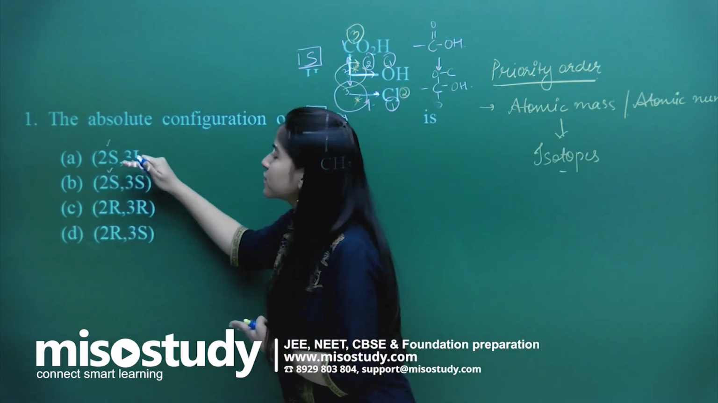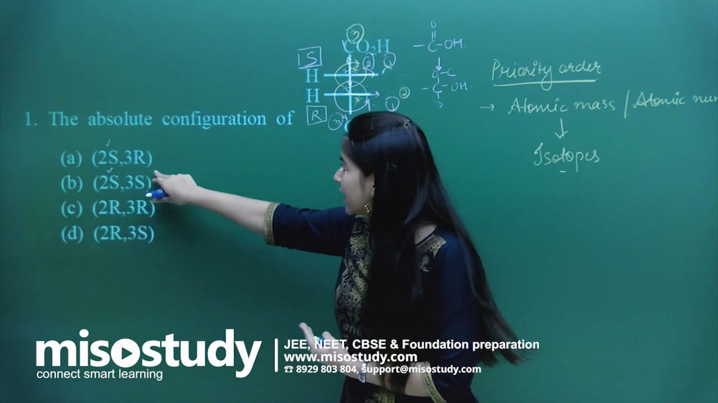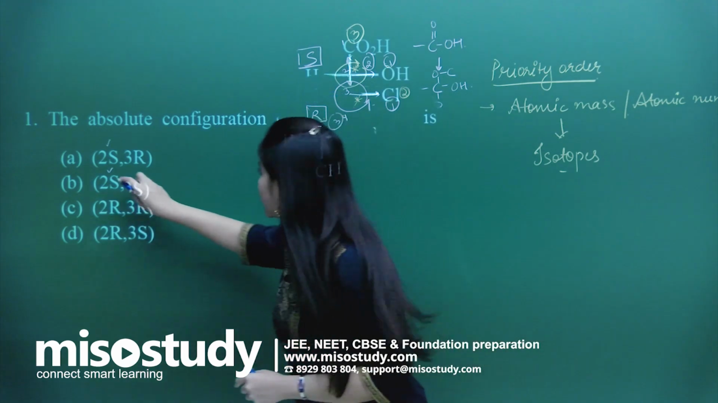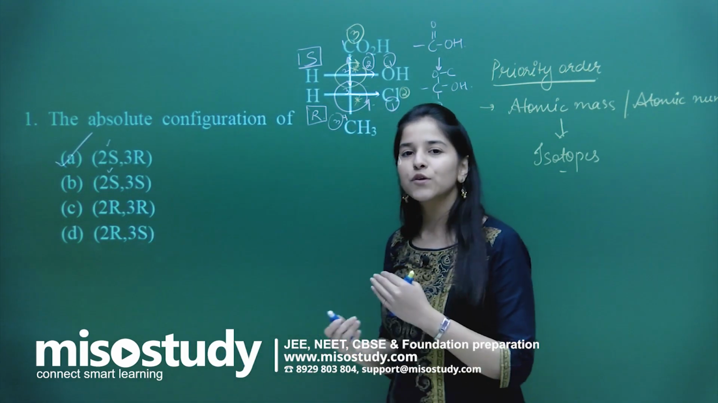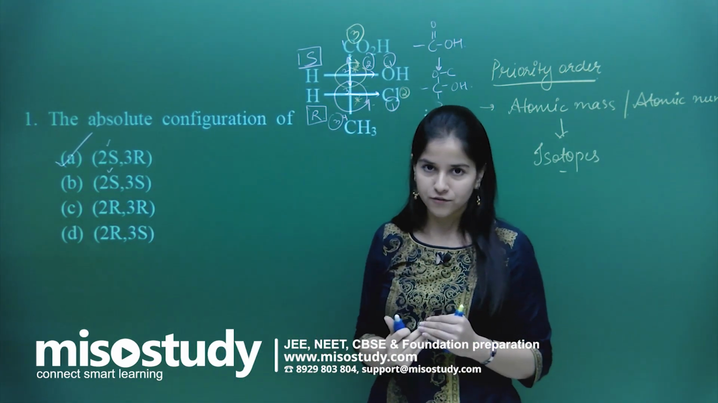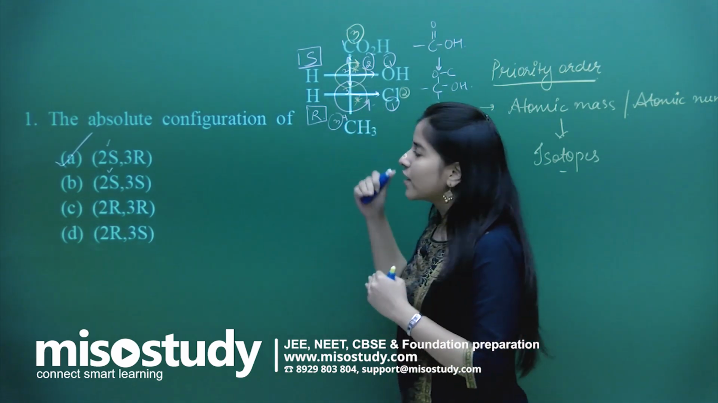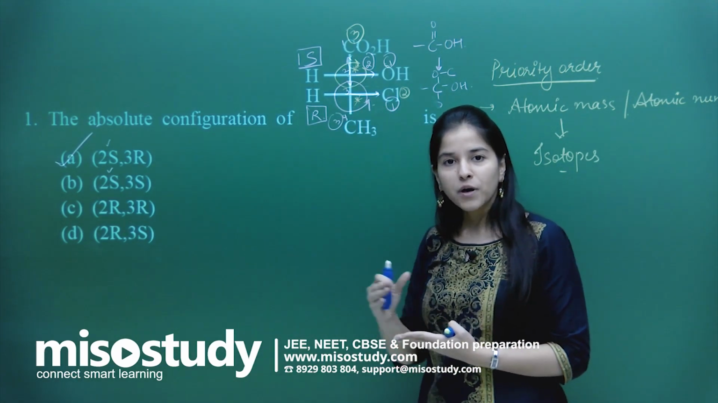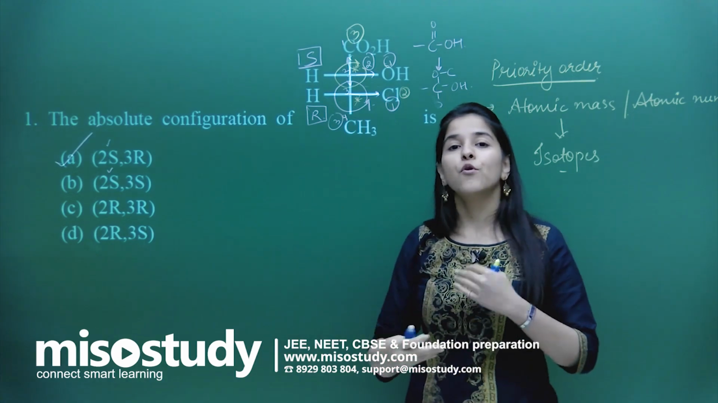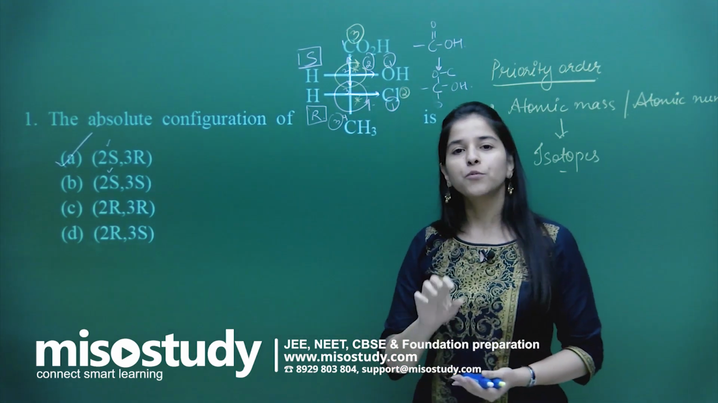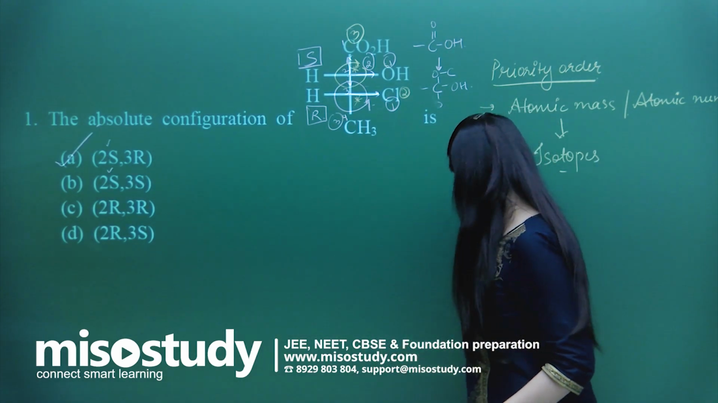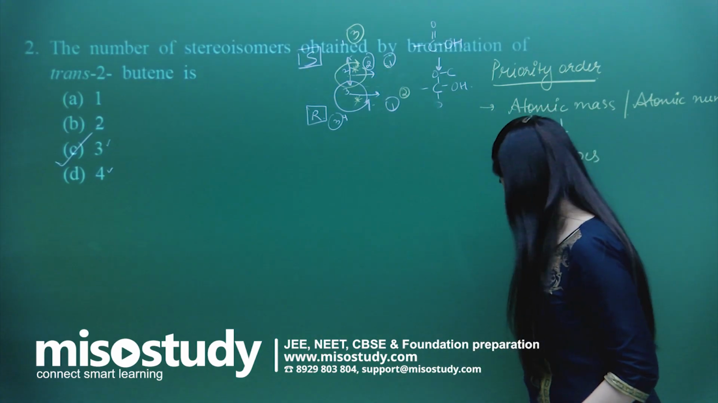Is there any option? Definitely yes, A is the answer. I hope you all have got the answer over here. That is how we are going to assign the different RS configurations to our complicated molecules having more than 1 chiral carbon. I hope you all have got the idea. Let's move on to the next question.